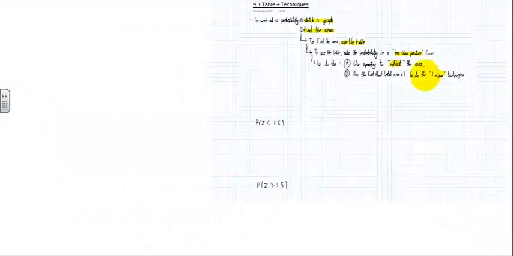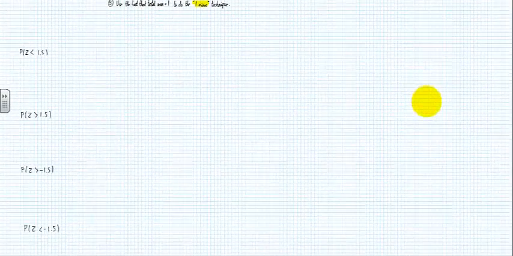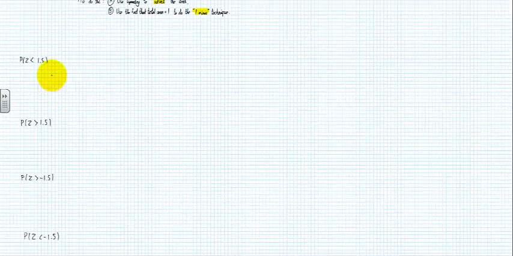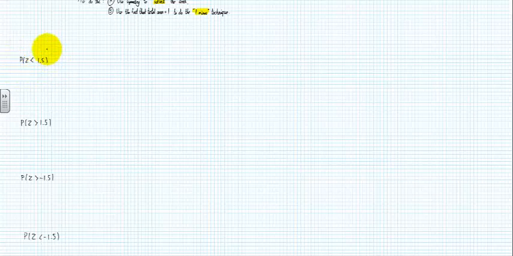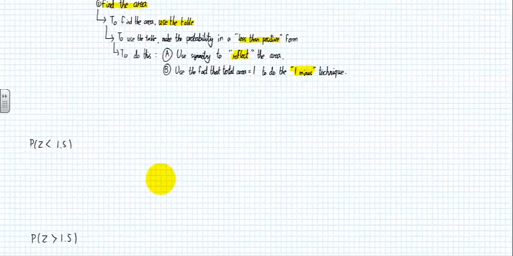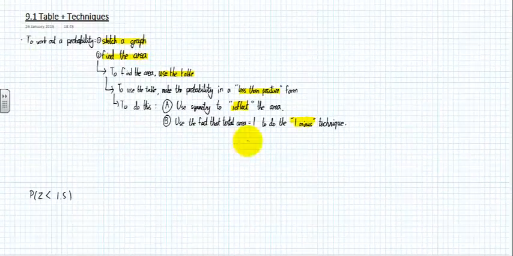Let me explain to you the different types of questions you will get to begin with. There are 4 types of questions. Probability of a random variable being less than a positive number, probability of a random variable being bigger than a positive number, probability of a random variable being bigger than a negative number, and the probability of a random variable being less than a negative number. Right, let's use my method to work out the probability of all of these.